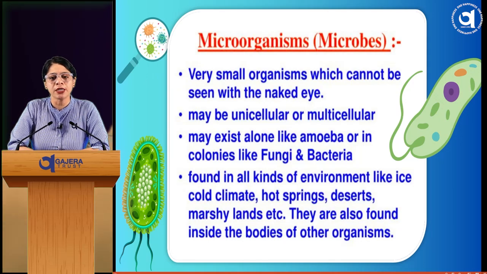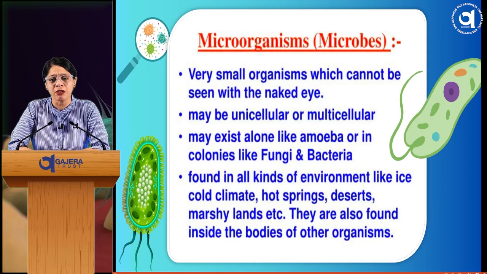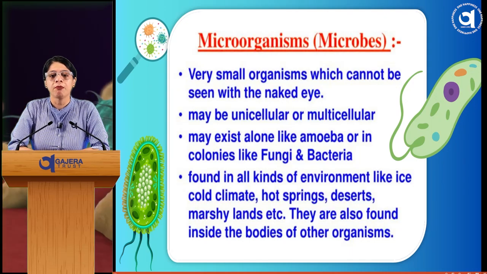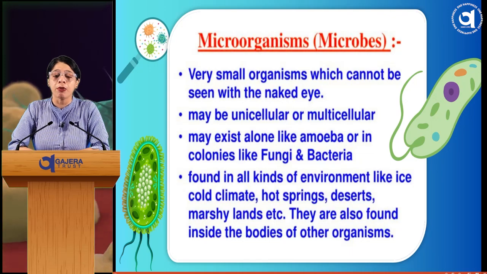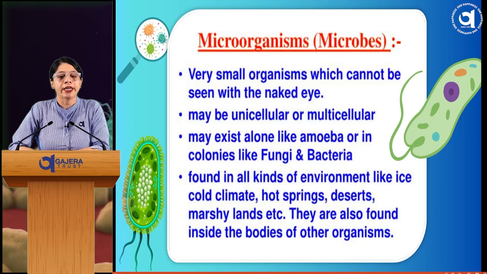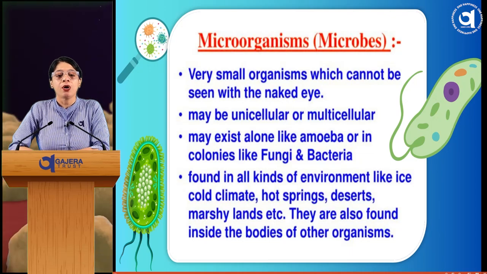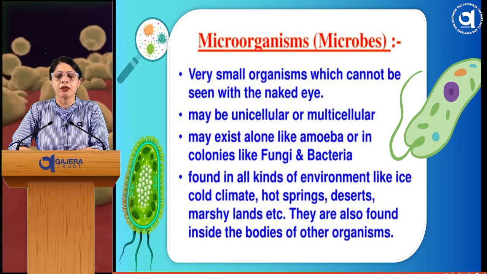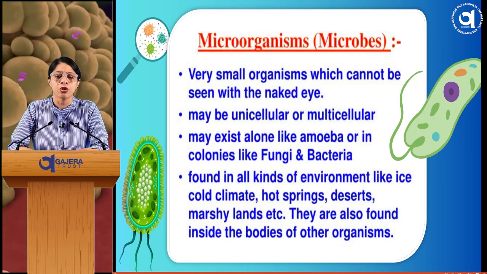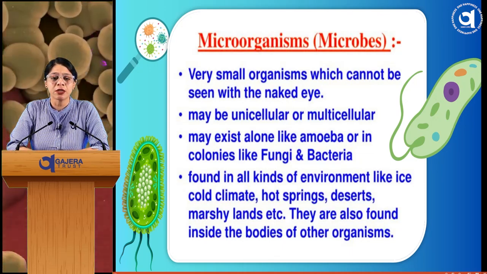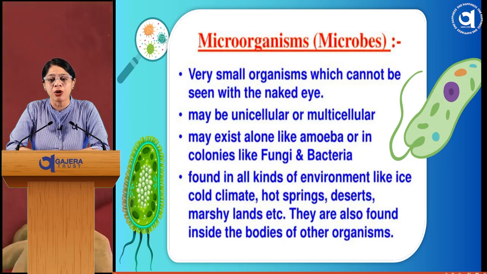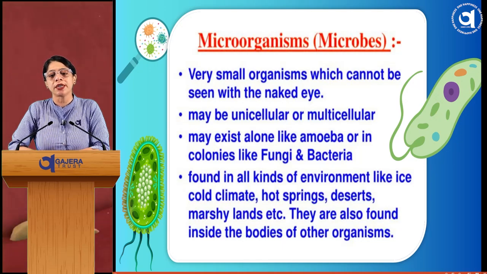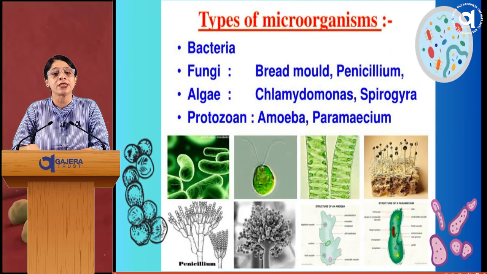Very small organisms which cannot be seen with the naked eye, may be unicellular or multicellular, may exist alone like an amoeba or in colonies like fungi and bacteria. Found in all kinds of environments like ice cold climate, hot spring, desert, marshlands, etc. They are also found inside the bodies of other organisms.